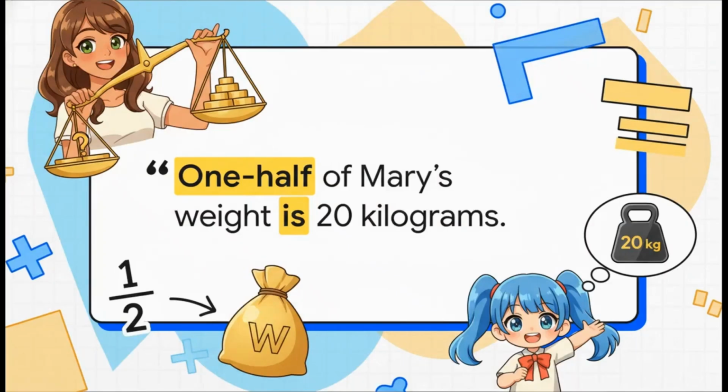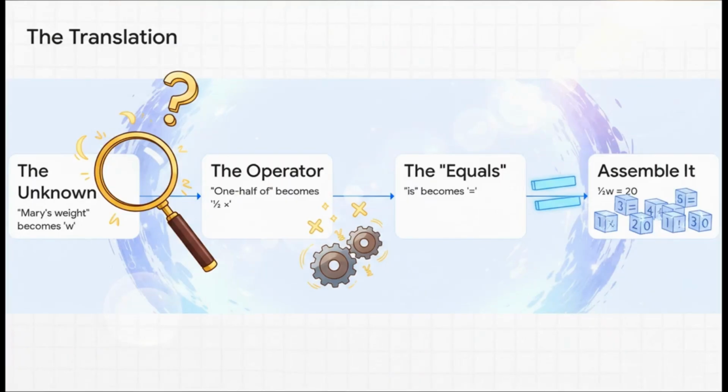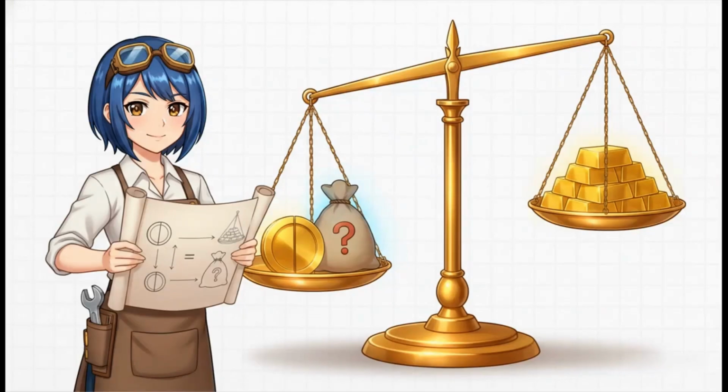Let's try another one that feels a little more like a real-world problem. 1/2 of Mary's weight is 20 kilograms. Don't let the words fool you. It's the exact same process. So what's the unknown thing we're trying to find? Mary's weight. Let's call it W. Now for the operator. 1/2 of, remember that sneaky of from our dictionary? It means multiply. So that becomes 1/2 times. Our equals word this time is, and then we just assemble the parts. And there it is. 1/2 W equals 20. The system works every single time. Once you know the vocabulary, building the sentence is the easy part.